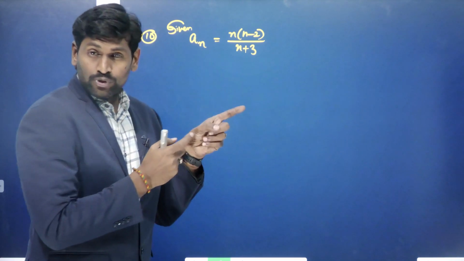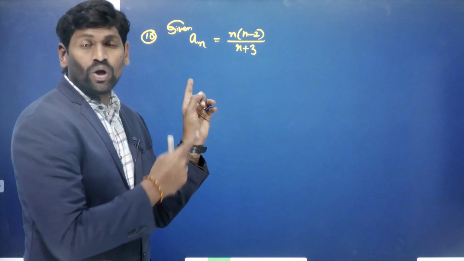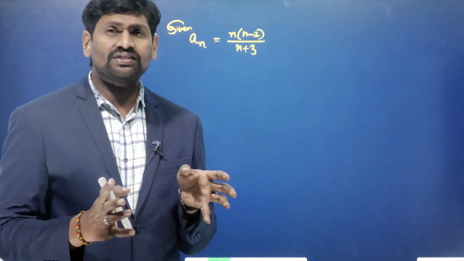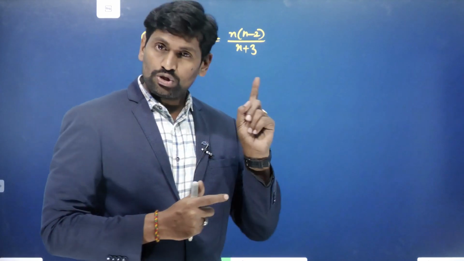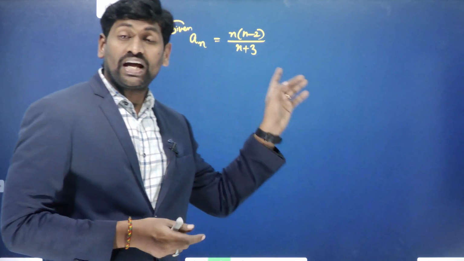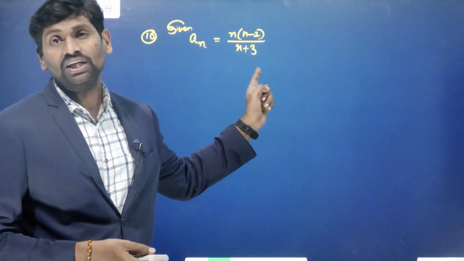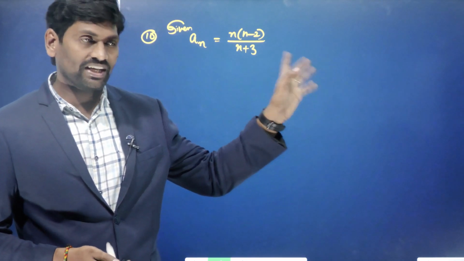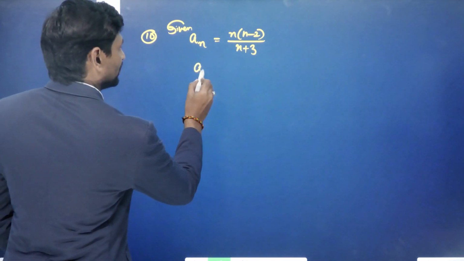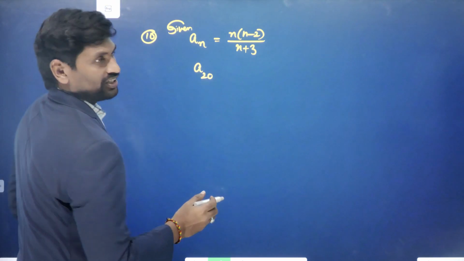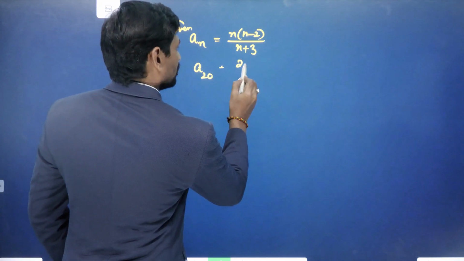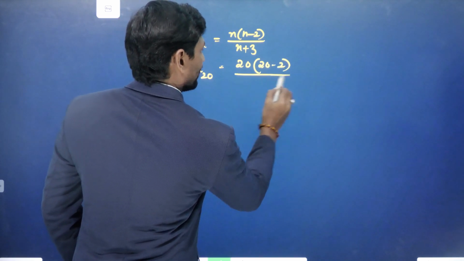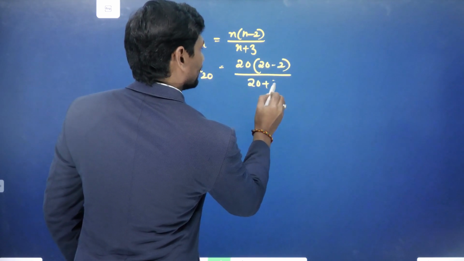So I am using this formula. In the place of n, which number should we write? The 20th number, because we need to identify the value of the 20th term. If we were asked about the 100th term, we should substitute 100 in the place of n. Now I write the 20th term: a20 equals 20 into 20 minus 2 divided by 20 plus 3.